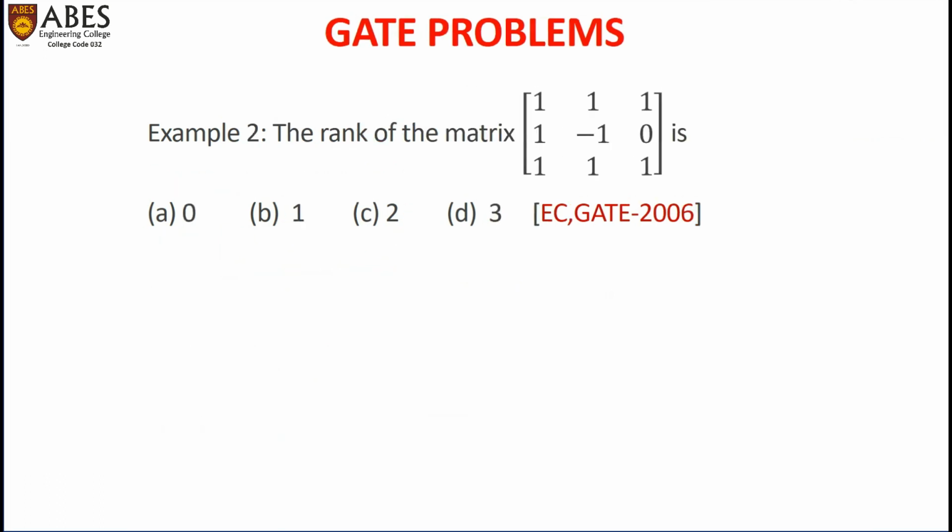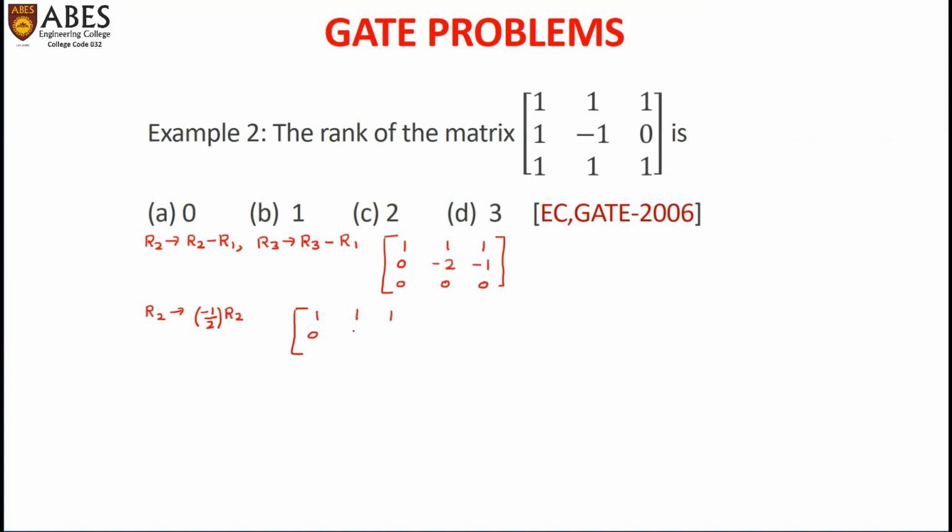Now one more example: the rank of the matrix is this. The options are 0, 1, 2, 3. This example came in the GATE examination 2006 EC. R2 is replaced by R2 minus R1, and R3 is replaced by R3 minus R1. We get 1, 1, 1; 0, minus 1, minus 1, minus 2; 0, minus 1, 0, 1 minus 1; 0, 0. Then R2 is replaced by minus 1 by 2 R2. That is 1, 1, 1; 0, 1, 1 by 2; 0, 0, 0.